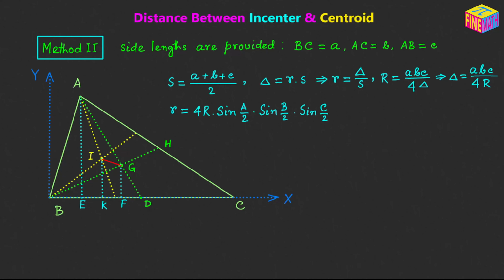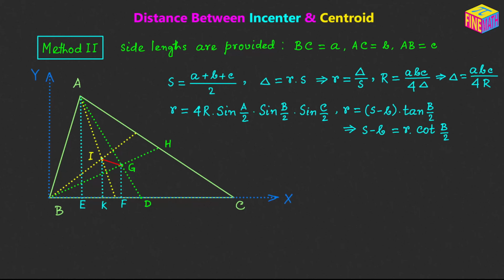And also we are going to use another property which looks like this: inradius r is equal to s minus b times tangent of half of B. And from there we can also write it like this: we can say s minus b is equal to r times cotangent of half of B.